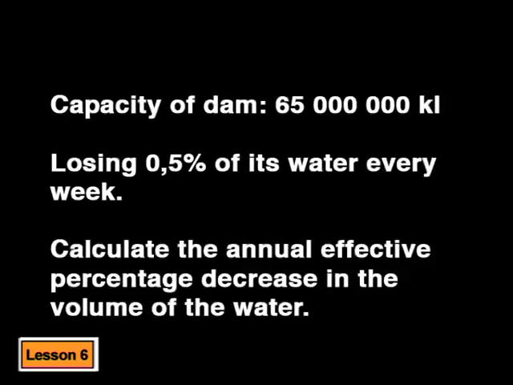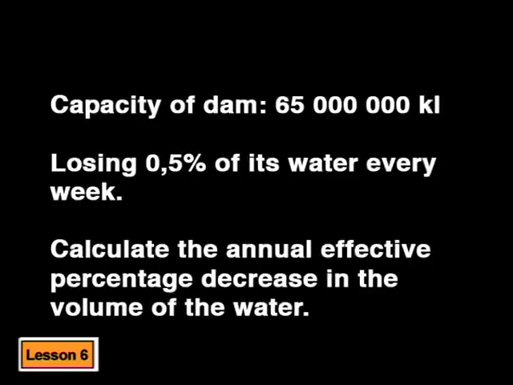Suppose a certain dam with a capacity of 65 million kiloliters is losing 0.5% of its water every week. Calculate the annual effective percentage decrease in the volume of the water. Annual effective percentage decrease? I'm lost. Sorry, we should unpack the question first. Annual is per year or yearly. Remember what we've done with effective rate so far. We found out what amount of decrease there is in a year and worked that out as a percentage of the original capacity of the dam.